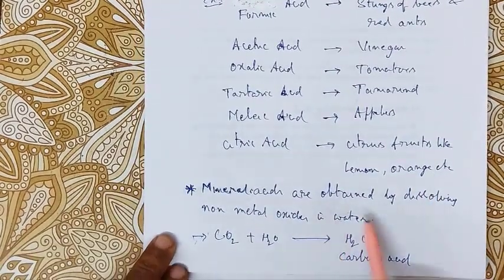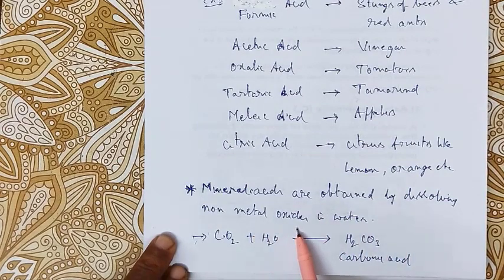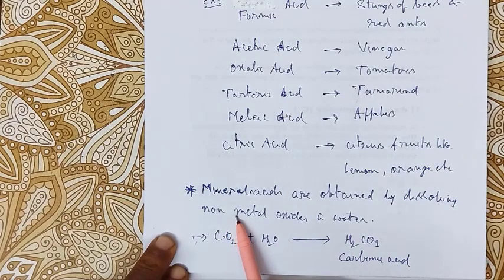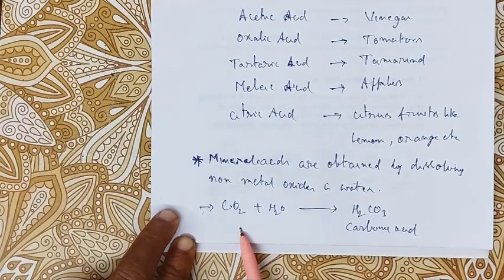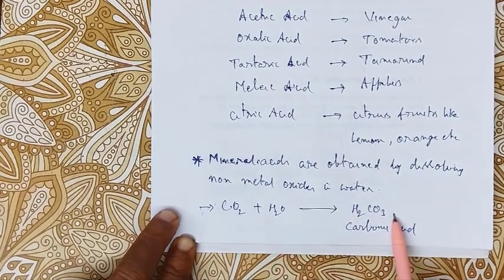So mineral acids are obtained by dissolving non-metal oxides in water. So this is the preparation of mineral acids. Mineral acids are obtained by dissolving non-metallic oxides in water. For example, when carbon dioxide is dissolved in water, we get carbonic acid.